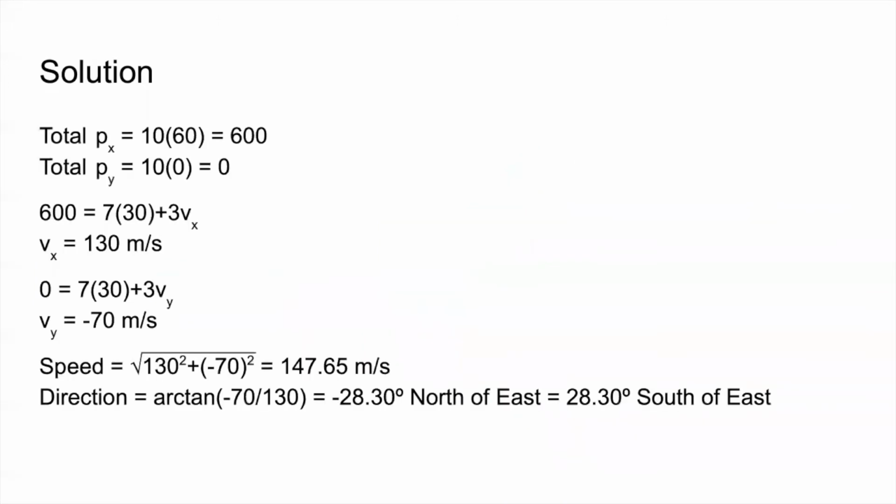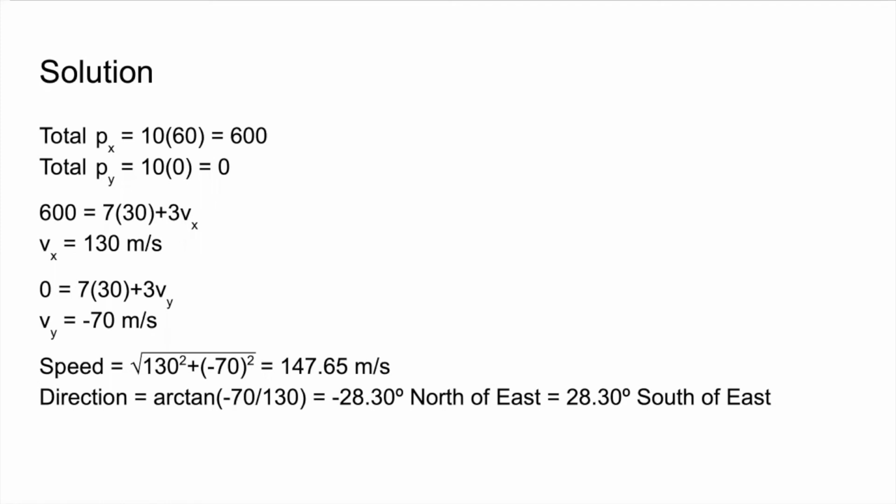So now you have to find the total x momentum and the y momentum before the explosion. So the total x momentum is 10 times 60, which is 600. And the total y momentum is 10 times 0, which is 0. And 600 is equal to 7 times 30 plus 3 times Vx, where Vx is the x velocity of the 3-kilogram block. You can solve to get that Vx is 130 meters per second.